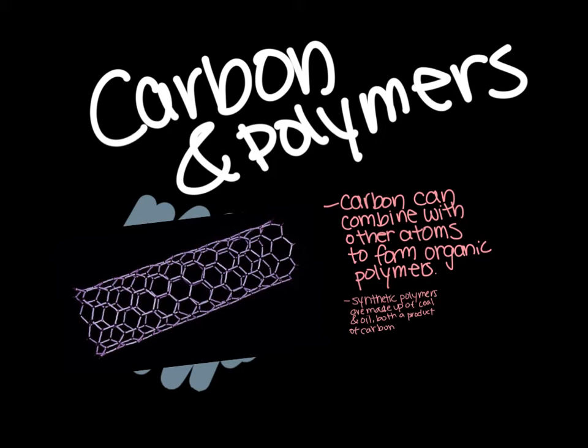Polymers can form when chemical bonds link to each other in a repeated pattern. In organic polymers, carbon, hydrogen, nitrogen, and oxygen atoms can combine to form polymers. Synthetic polymers are made up of coal and oil, both a product of carbon.